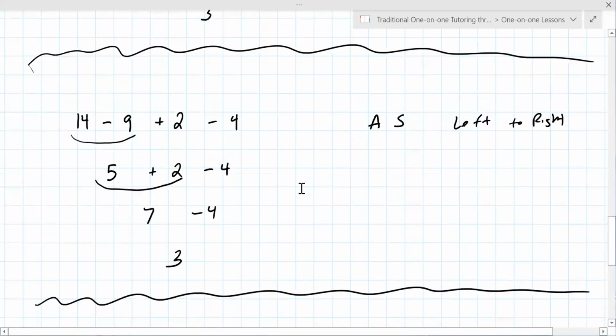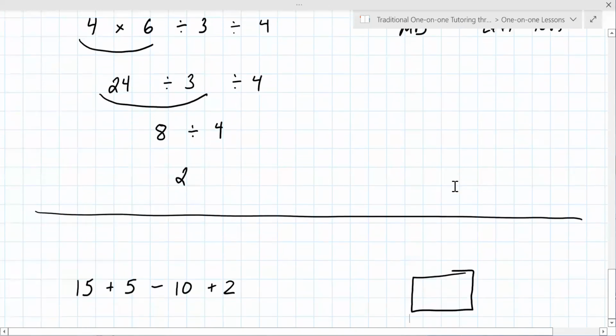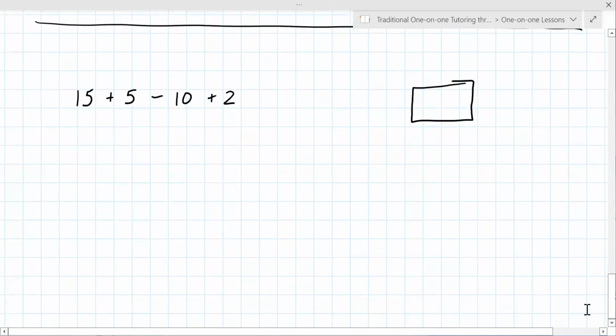Let's go back and look at a previous problem that we did. What was the very first thing that we did? Subtraction, because it appeared first. Okay, and then you rewrite everything else. And then you add 5 plus 2. Yep. And then you bring that minus 4 down, and that was 7 minus 4. So again, you go left to right, left to right, left to right. Okay, so what is the first thing you're going to do here? There's addition here, addition, and then subtraction, and then addition again. Yes. So start on the left here: 15 plus 5.